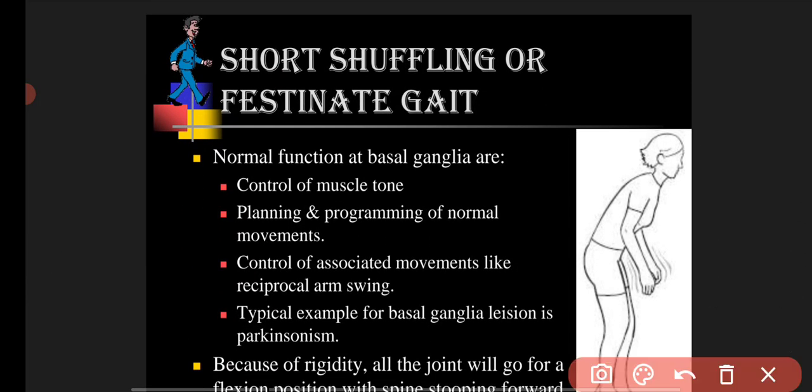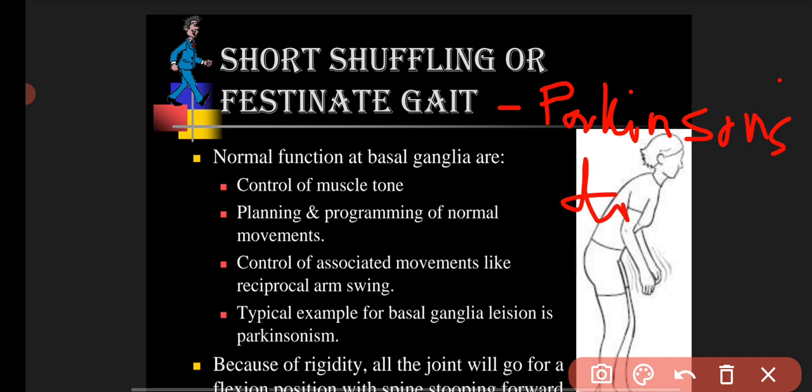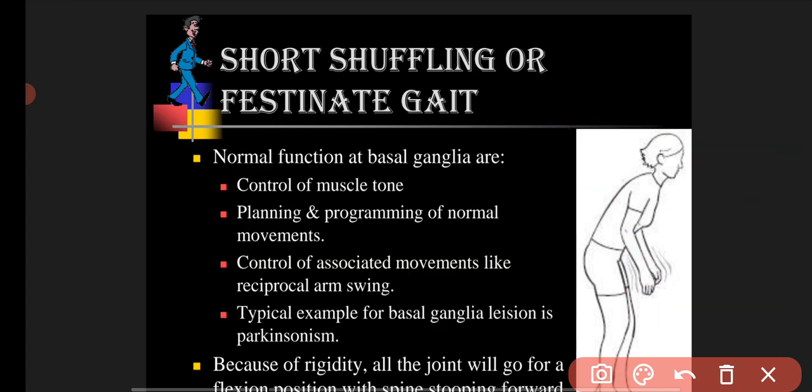Now, short stepping gait or festinating gait. Short stepping gait or festinating gait is seen in Parkinson's disease, PD. In the later stage of Parkinson's disease, this gait is seen: the short stepping gait or festinating gait.